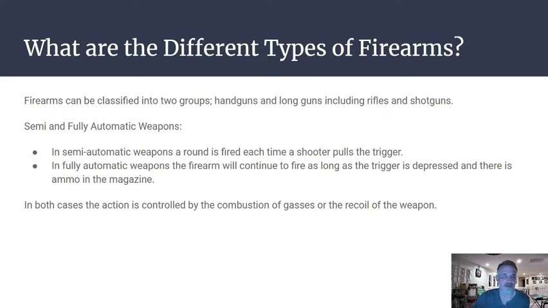Okay. Now, obviously, automatic weapons are illegal. However, you've got to remember, we're investigating crime scenes, so the people that are perpetrating these crimes aren't necessarily going to have legal firearms. A lot of times they're going to have illegal firearms, stolen firearms, or whatnot. In both cases, the action is controlled by the combustion of gases and the recoil of the weapon.